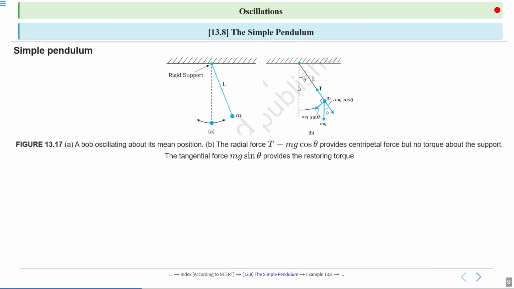Here we continue understanding the simple pendulum with figure 13.17. Focus on the path of the bob. Its motion traces a circle with radius capital L, where capital L is the length of the pendulum string measured in meters. The center of this circle is the support point.